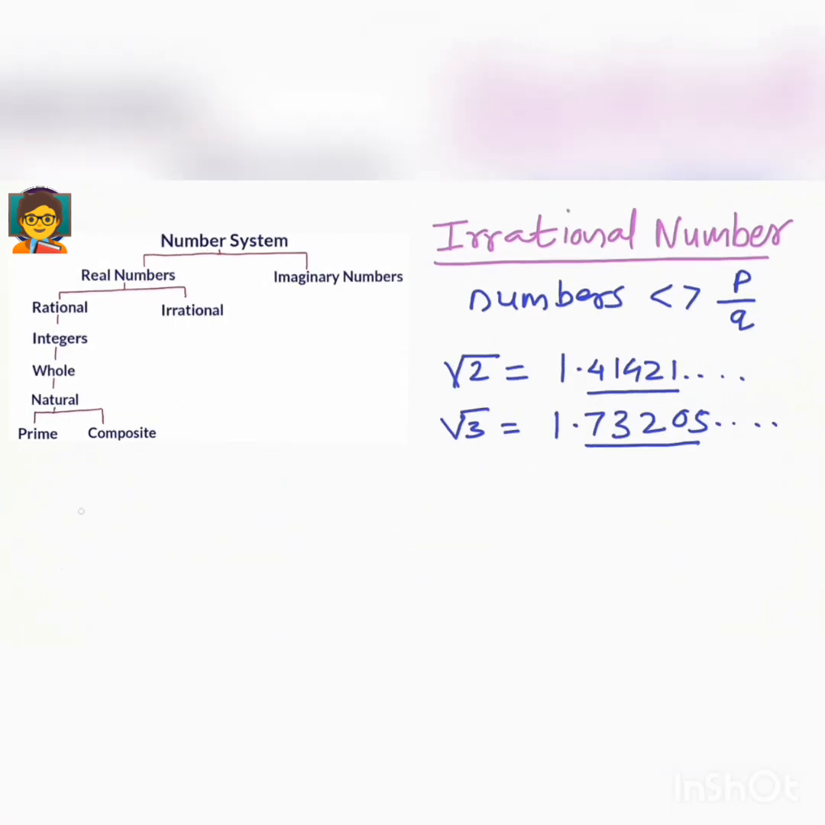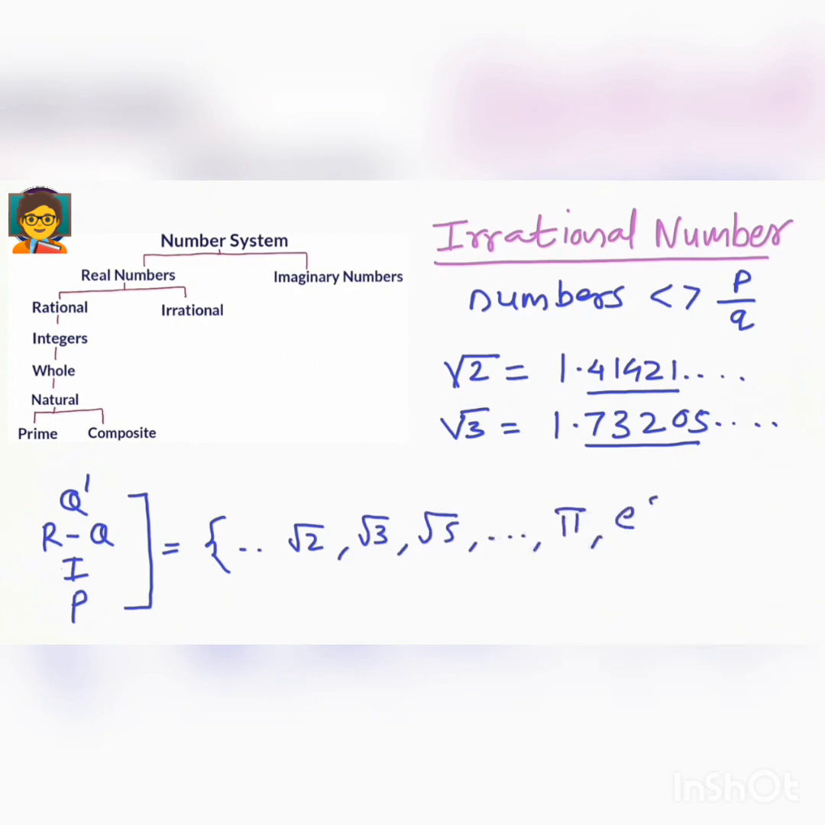Coming to how to represent the irrational numbers. Irrational numbers are most popularly represented by the letter Q complement, which means everything outside Q. Q is the rational numbers, so what is not rational is an irrational number. In some places it is represented by R minus Q. R is the set of real numbers, minus rational numbers will give you the irrational numbers. Some places it is represented by the letter I or letter P as well. These are all representations of irrational numbers, which are a set of numbers like square root of 2, square root of 3, square root of 5, pi. E is Euler's number, which is also a famous irrational number.